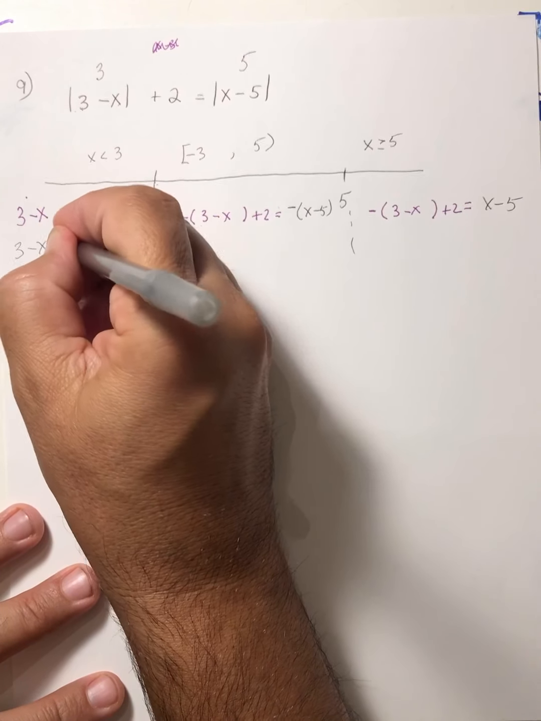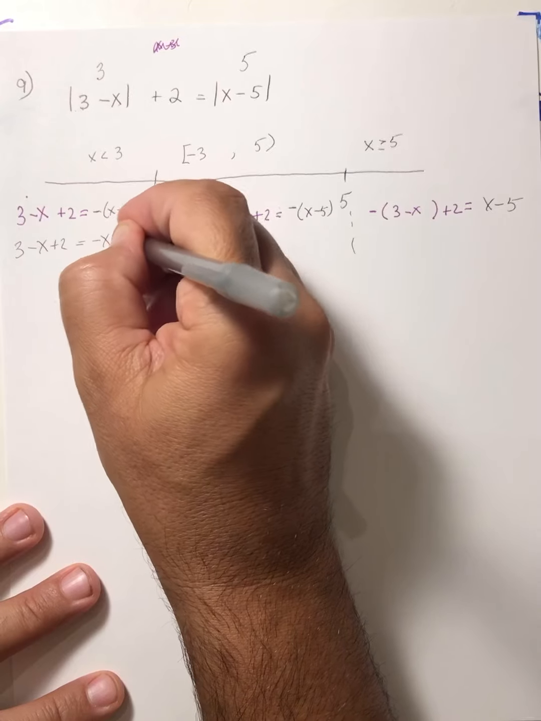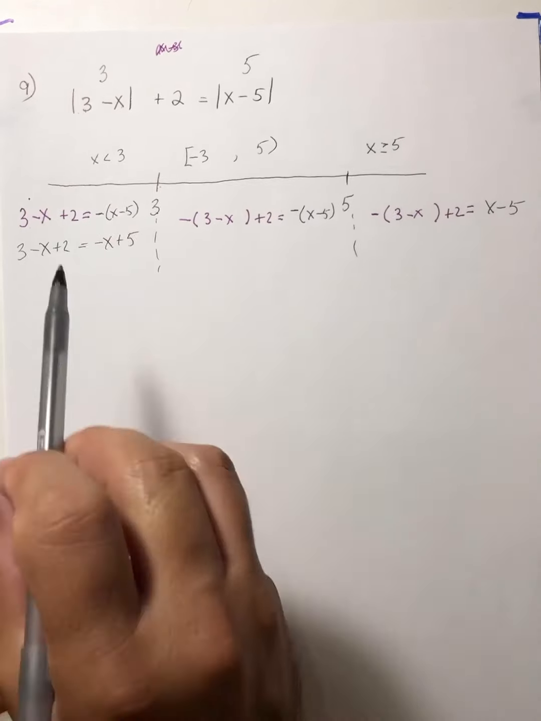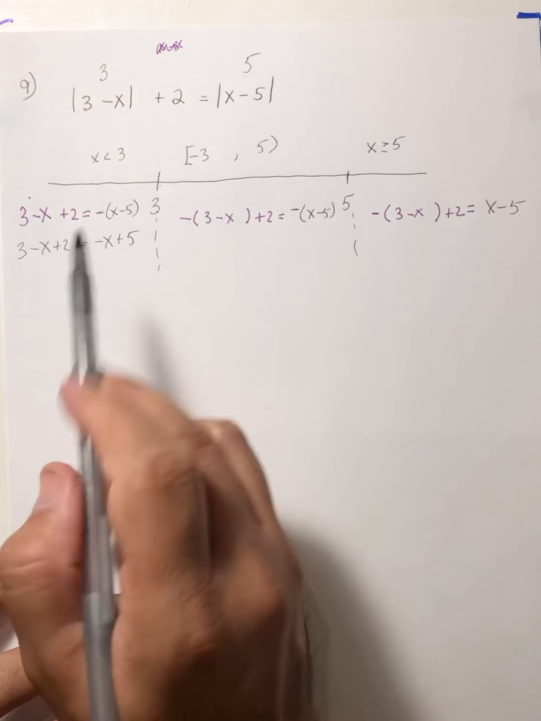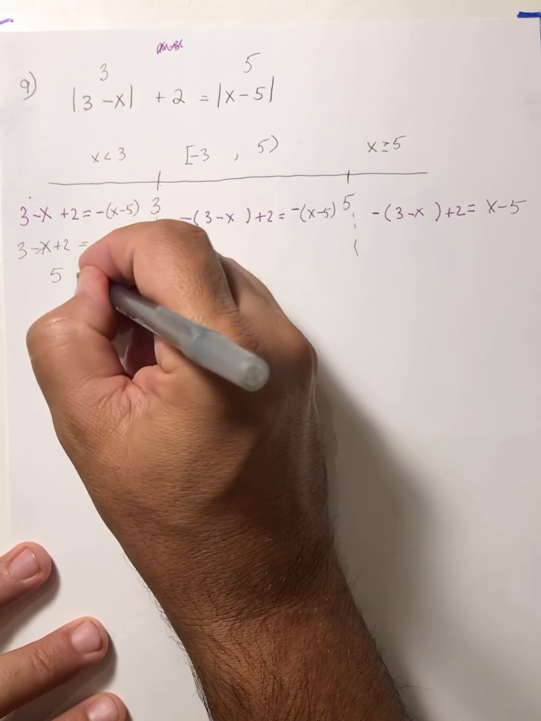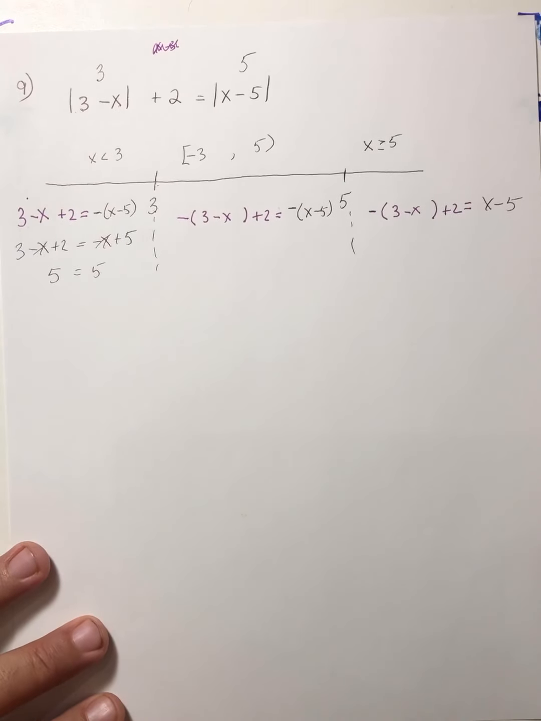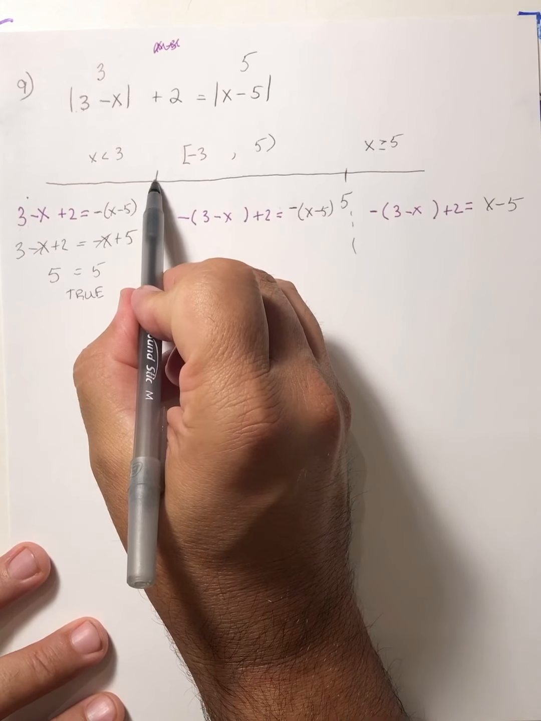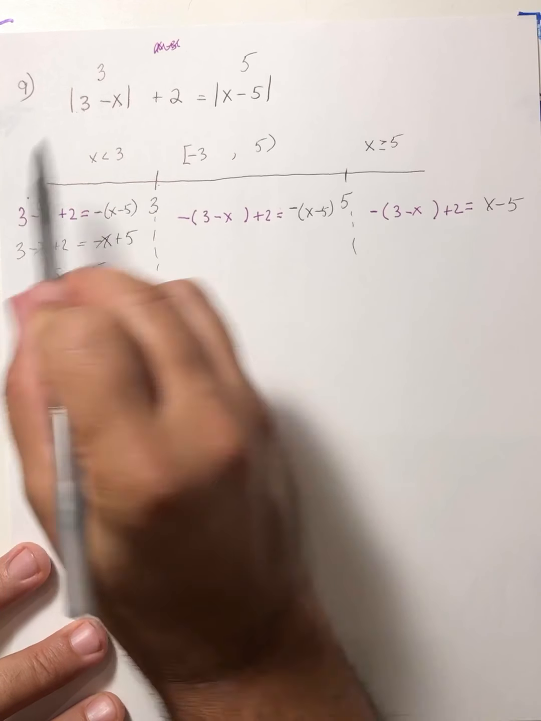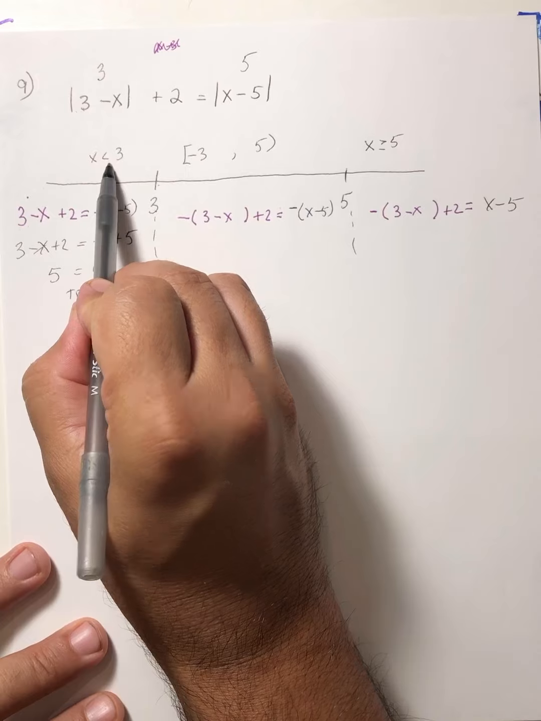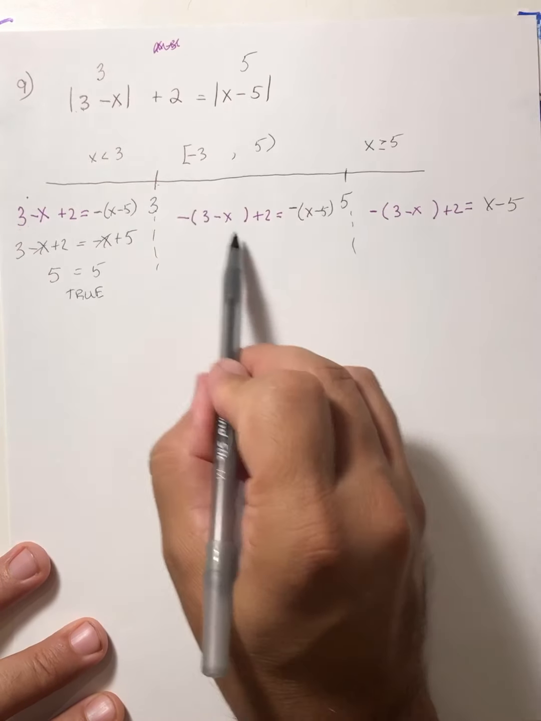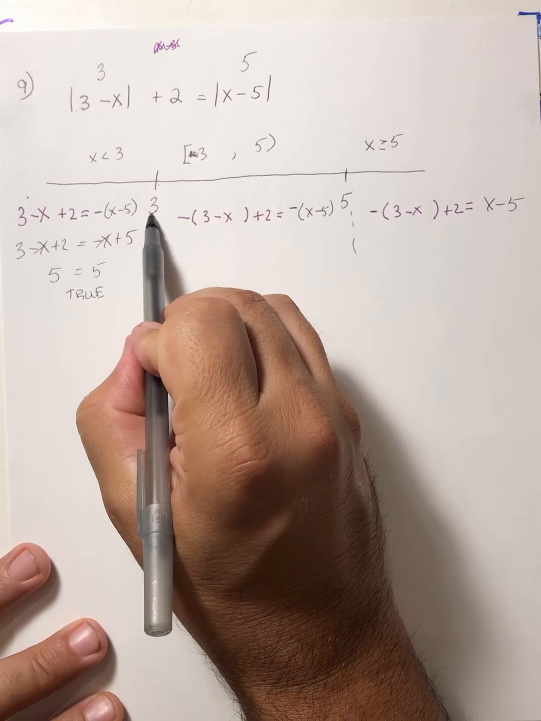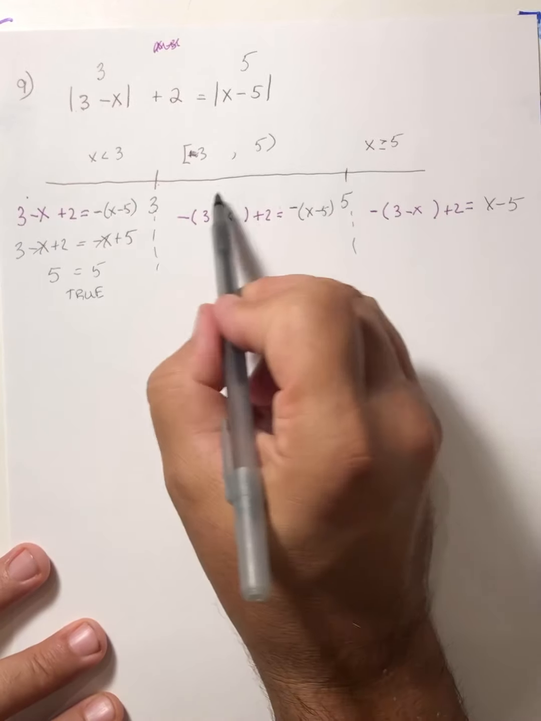So I have 3 minus x plus 2 is equal to, distributing, -x plus 5. All right, look at this. -x on opposite sides, they're going to cancel. So I have 5 equals 5. We've seen that. That's a true statement. So anything to the left of 3 is a keeper answer. But I don't include 3 here because we said strictly less than. We'll probably catch the 3 on this side. We'll catch it right here.